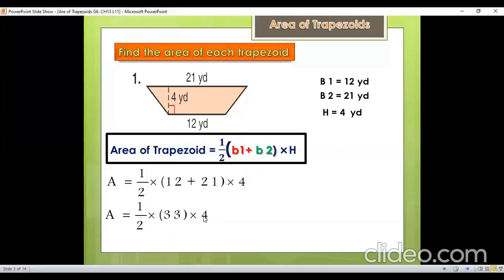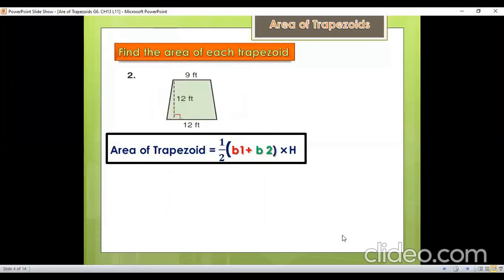Half of 4 equals 2. Then 2 multiply 33 again. Half of 4 equals 2. 2 multiply 33 equals 66 square yards.